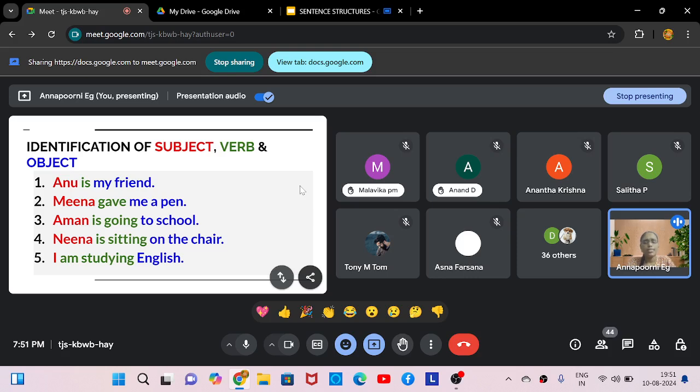So in some sentences we are having only one verb. For example, in the first sentence, Anu is my friend, is is the verb. So generally verbs are action words, right? Verbs are generally called action words. But here there is no action word at all. Action words are generally running, jumping, walking, singing, dancing. All these are action words. But here we don't have an action word. So if there are no action words in a sentence, you can choose the helping verb as the verb. Okay, is, am, are, was, were, all these are helping verbs.